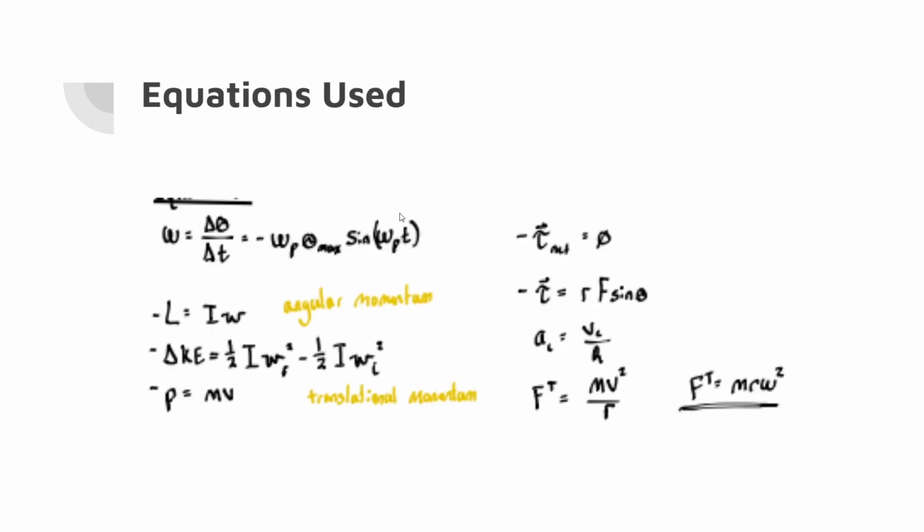So here's our equations. We are using angular momentum, and these can be our equations and also concepts that we are using throughout this problem. We have angular momentum, and we have kinetic angular energy. And then we also have translational momentum as well. And then we are using net torque and acceleration, centripetal acceleration, and the force of tension equation as well.